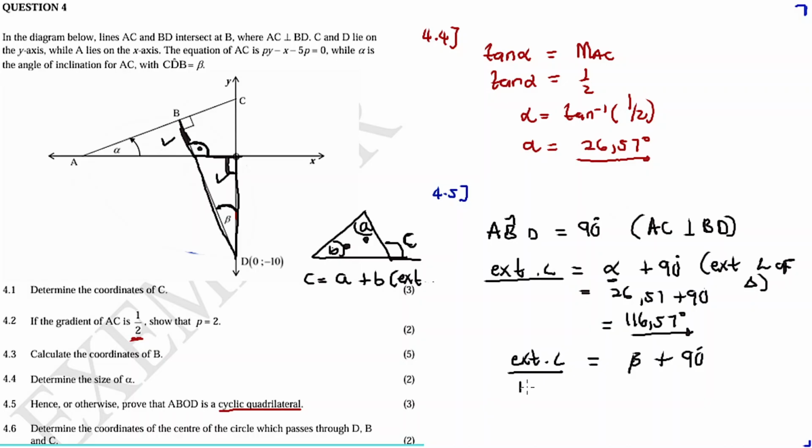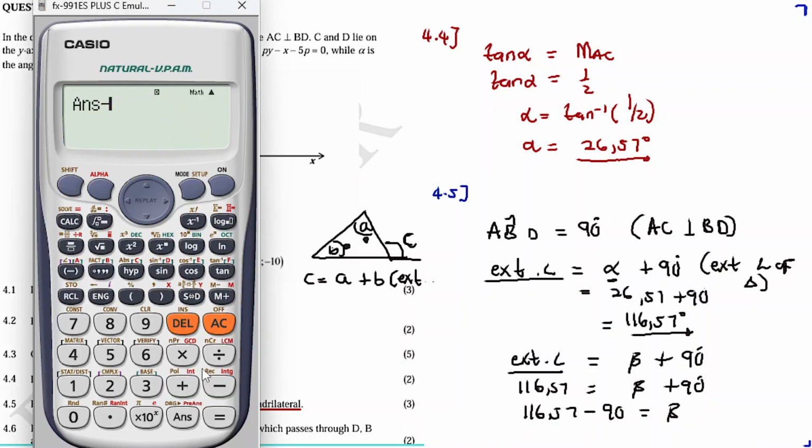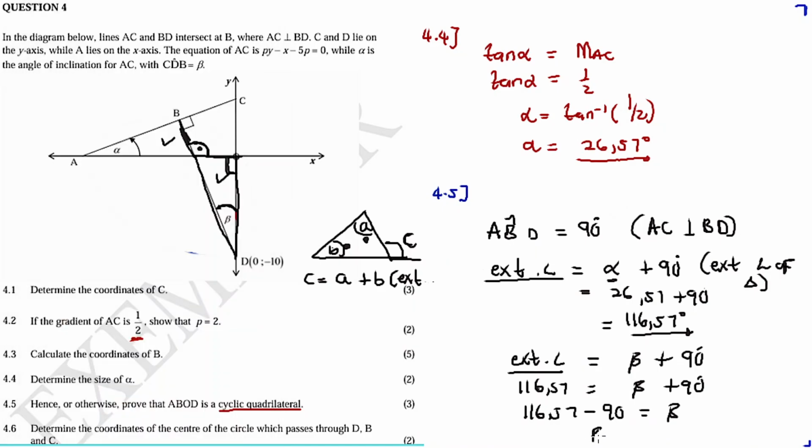So 116.57 is equal to beta plus 90. Then 90 comes to this side. So minus 90. 116.57 minus 90, that's beta. 116 minus 90 is 26.57. So beta is 26.57.